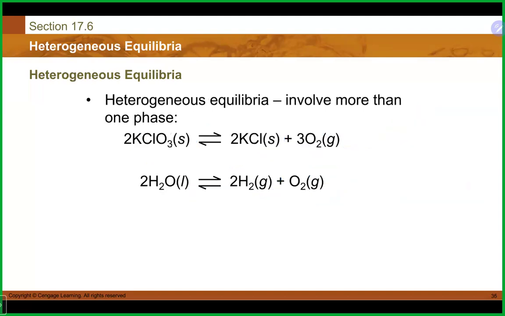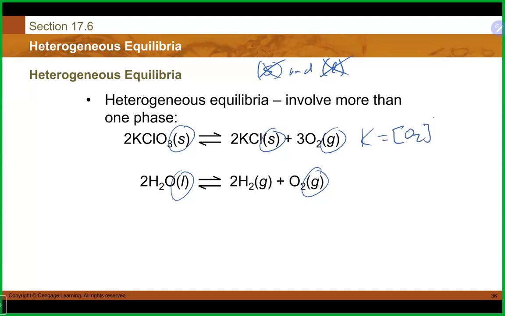Now, as I mentioned a second ago, when we get into heterogeneous equilibrium, much like a heterogeneous mixture where you see different layers, here everybody's in different phases. They're not all in the same phase. So you can see here we got some solids, we got some gases, we got some liquids. And when we do this, as I mentioned a second ago, it is that solid and liquid that are no-goes for our expression. So we do not include those in there. So if we were writing the expression here for the first one, our equilibrium constant expression would be the concentration of O2 cubed.